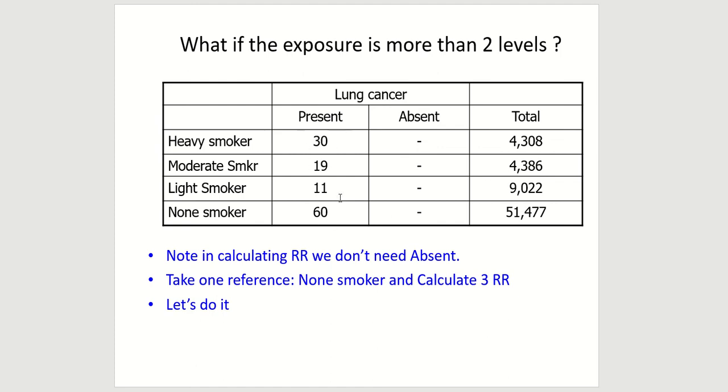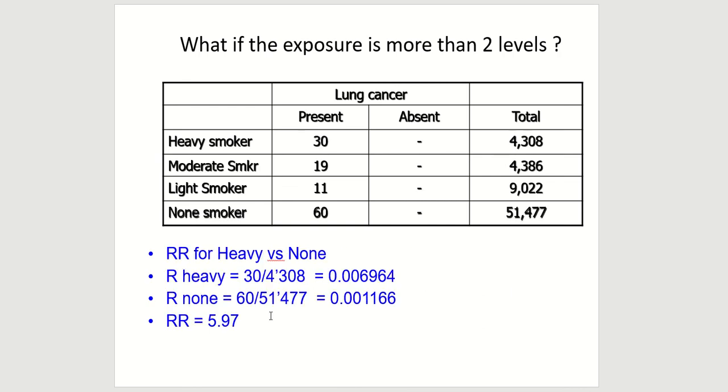So you're going to calculate four incidences or risks. And what you could do is very simple. You just use one of them as the reference. Typically, it's going to be the non-smoker as your reference. And you're going to calculate a relative risk for light smoker versus non-smoker, moderate smoker versus non-smoker, and heavy smoker versus non-smoker. And therefore, you're going to end up with three relative risks. So on the next slide, I'm doing the calculation.